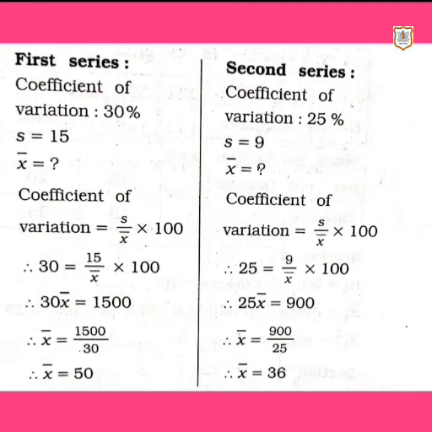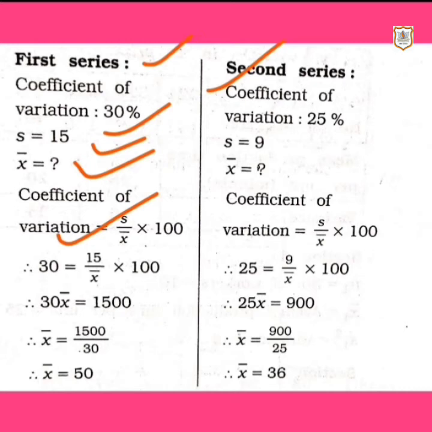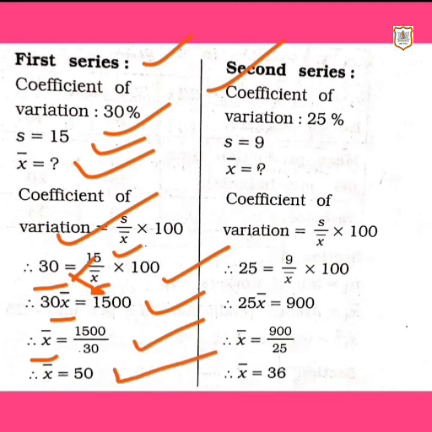So here we have taken out the coefficient of variation for the first series and second series using the formula. For the first series, coefficient of variation is 30%, standard deviation is 15, and we have to find the mean. We'll use the formula, S upon mean into 100. Coefficient of variation is 30, S is 15, mean is missing, into 100. So 30 into mean, cross multiplied, will be 1500. So mean will be 1500 divided by 30. So your mean for the first series is 50.